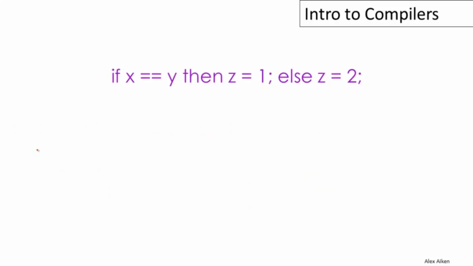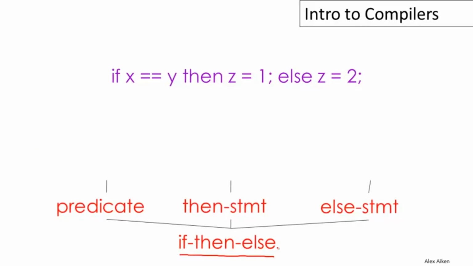The analogy between parsing English text and parsing program text is very strong. In fact, they're exactly the same thing. So here's our little example piece of code again, and let's work through parsing it. So clearly this is an if-then-else statement, and so the root of our parse tree is going to be an if-then-else. This if-then-else consists of three parts. There's a predicate, a then statement, and an else statement.